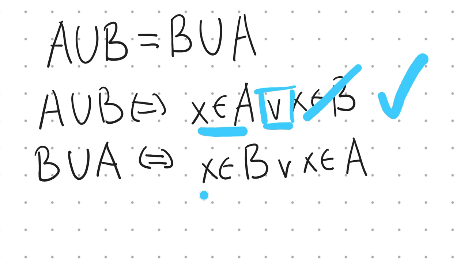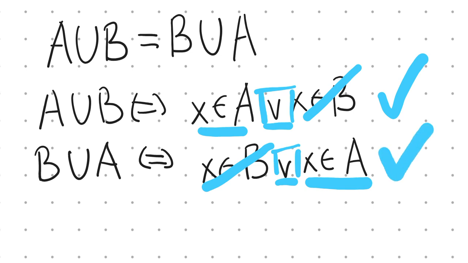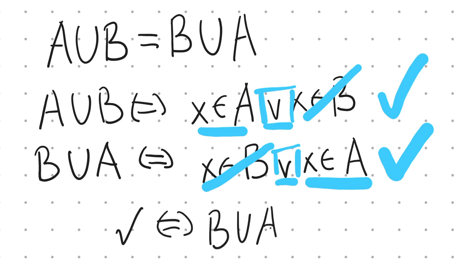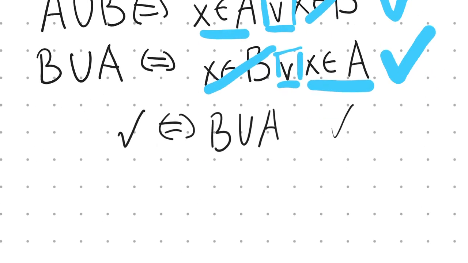And over here we have X is in B, so this is false. But we have an OR that gives us the opportunity to choose the one which says that X is in A, because we have just chosen, for example, that X is in A. So this is also a true statement, and we have true statements on both sides. So we have just proven that it's equivalent to saying that B is in union with A. So we have proven this formula.